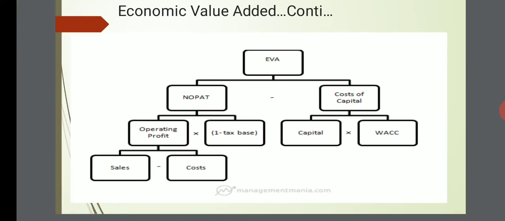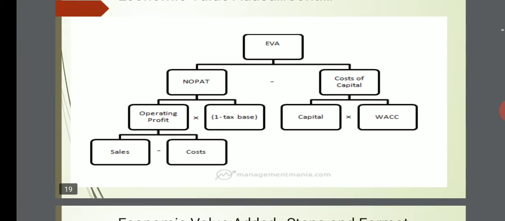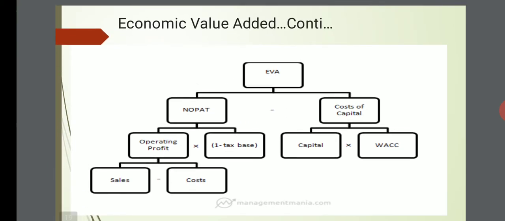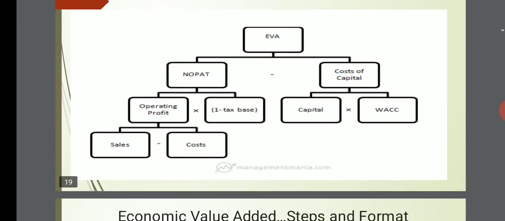Now, if you look into this, EVA is NOPAT minus cost of capital. NOPAT is operating profit into 1 minus tax rate, and cost of capital is capital into weighted average cost of capital. Operating profit is nothing but sales minus cost. So in this flow diagram, try to understand the economic value addition.